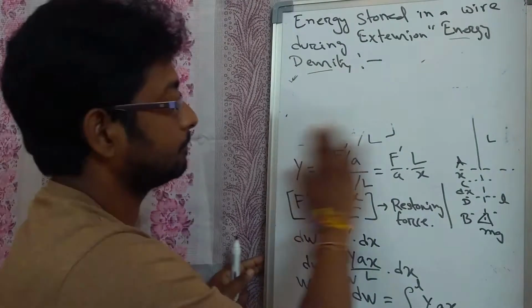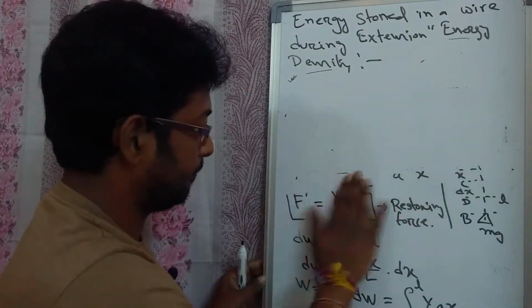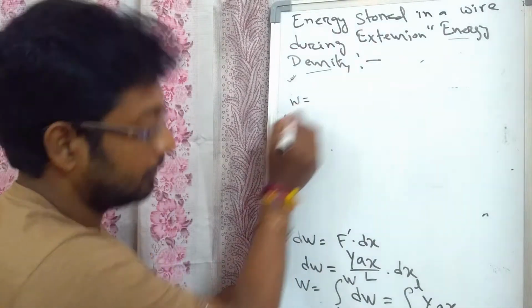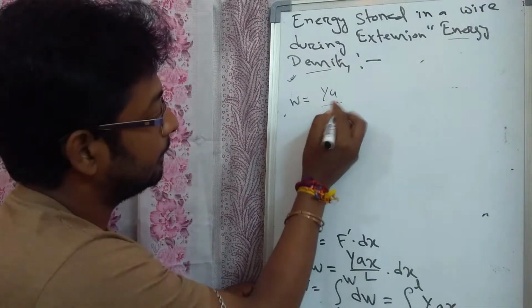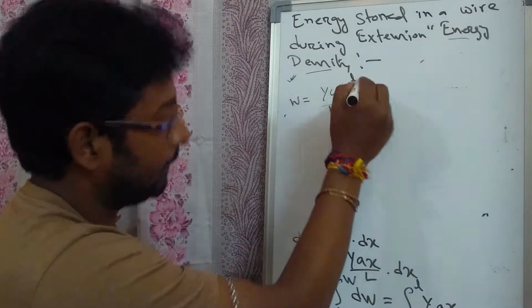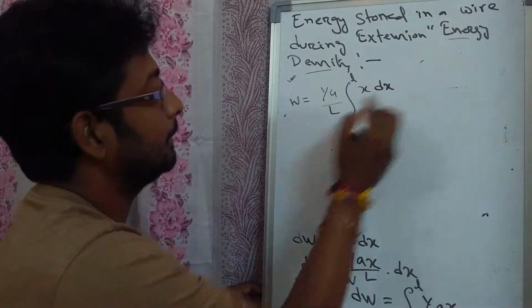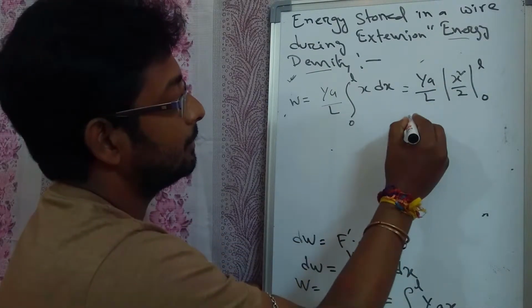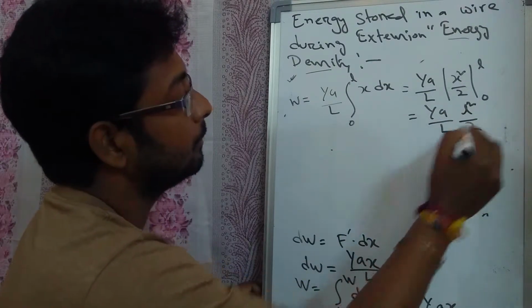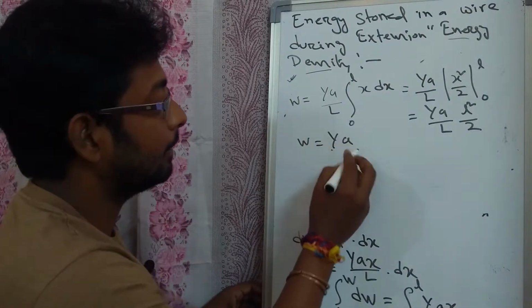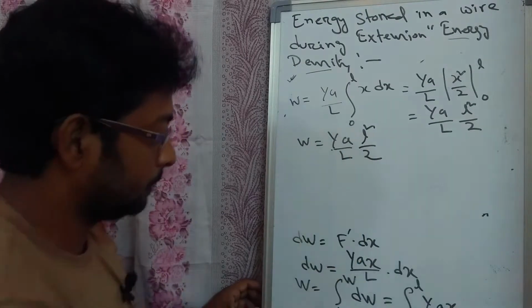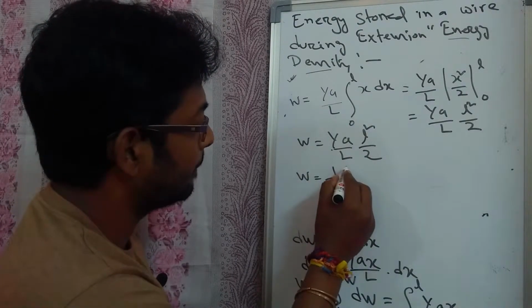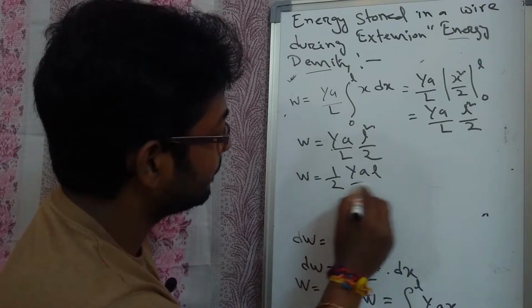Now if I integrate this, what will I get? W equals Y A by L times the integration from 0 to L of x dx. So it is x square by 2 from 0 to L. If I put in the value, I get L square by 2. So my W equals Y A L square by 2 by L. I can write it like this: W equals half Y A l by L into l.